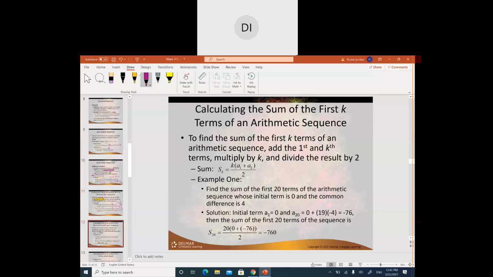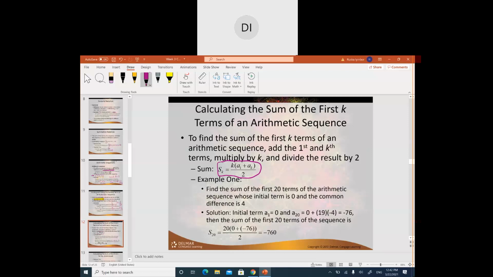Now, calculating the sum, again, we have a formula to find the sum of the first 5 or however many terms you want. So this is the formula. Sk is the sum. So if I want to add 5 terms or 10 terms, add them together.